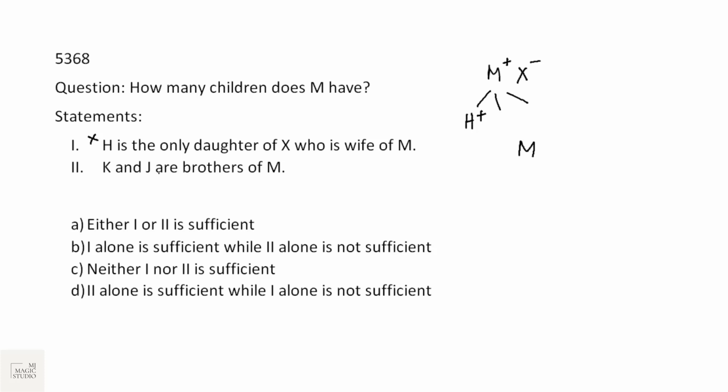Statement 2 says K and J are brothers of M. So M's brothers are K and J. This information also doesn't give us any clue about how many children M has. Statement 2 alone is also not sufficient. Now if I combine these two, then also we don't know how many children M has. I'll mark on option C. Neither 1 nor 2 is sufficient to answer this question.